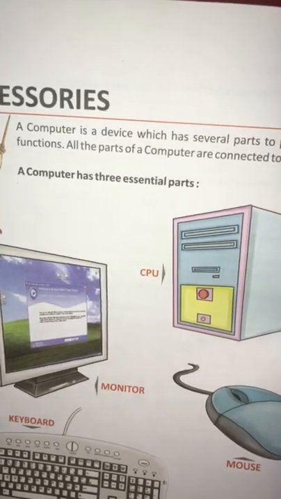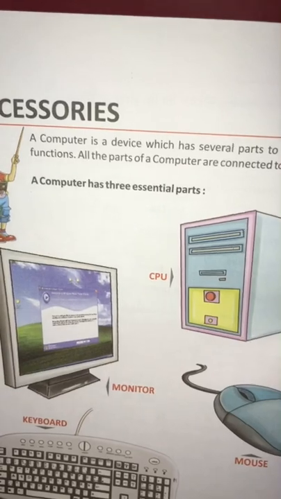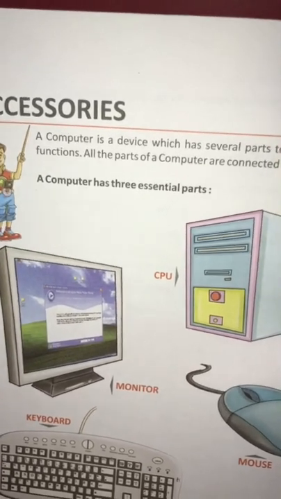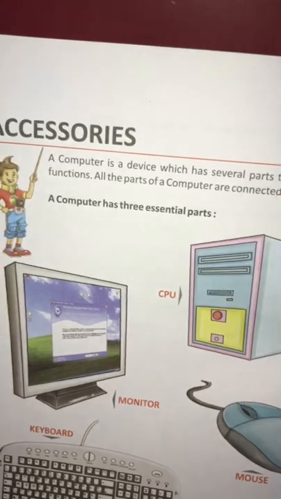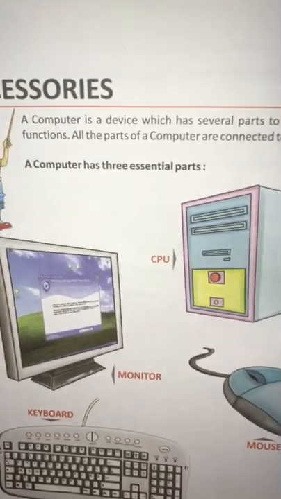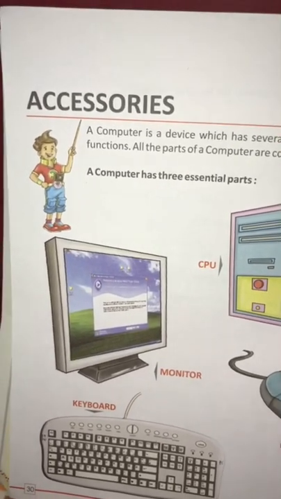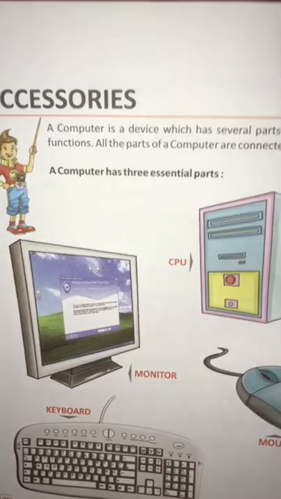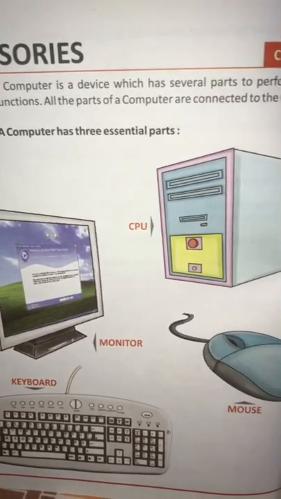Accessories such as a keyboard and a mouse may be essential in order to operate your computer. We already know that a keyboard and a mouse are the essential parts of a computer without which we are not able to perform anything. We need the keyboard to type and we need the mouse to move our cursor.